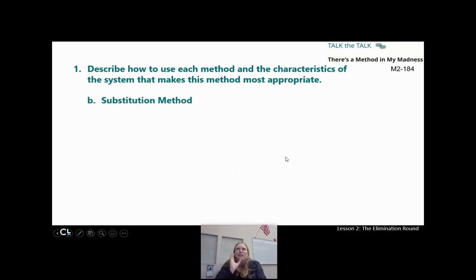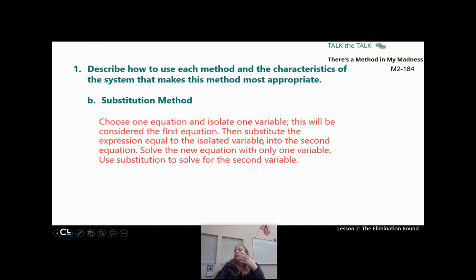Substitution method. All right, so this was the method where you got a variable alone and then you plugged into the other equation. So you choose one equation, you isolate the variable, so it's just x equals or y equals, and of course then you can take that and substitute it into the second equation. And that means you can solve the new equation with only one variable, and then use substitution again to plug back in and find that second variable. So substitution is nice. Substitution will do the job, right? You just get a variable alone and plug stuff in.